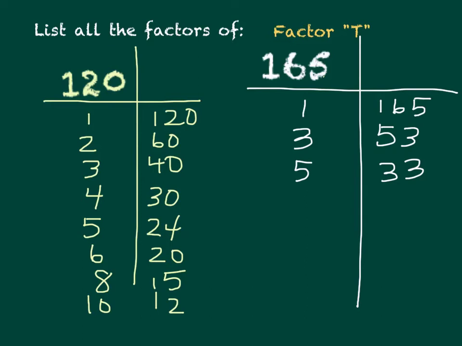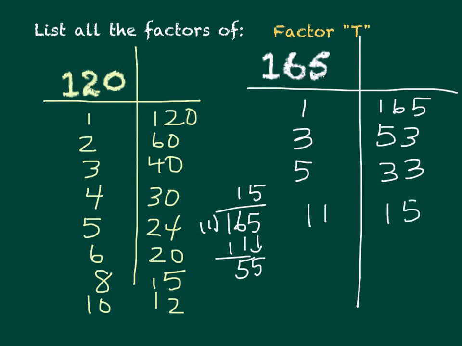For 11, I'm going to notice that it's going to go into 16 one time. Going to get 55. So, I notice 11 is going to go into 55 15 times. So I have 11 and 15. And again, I see where this is going to really narrow down my possibilities. Now I really only have to check 12, 13, and 14.